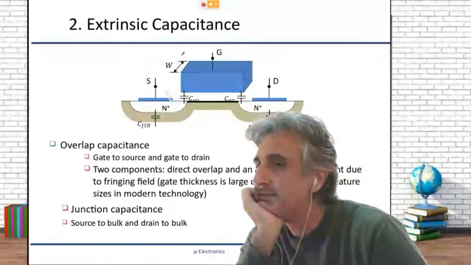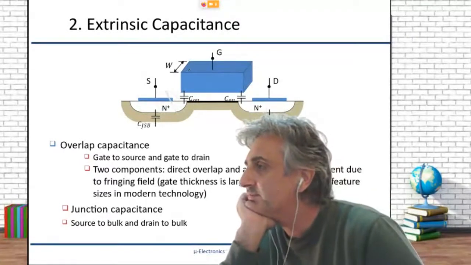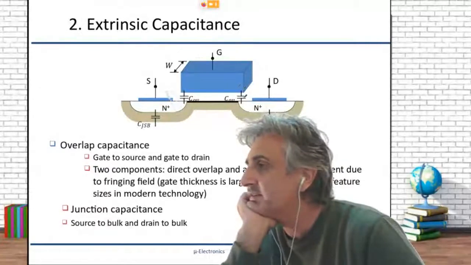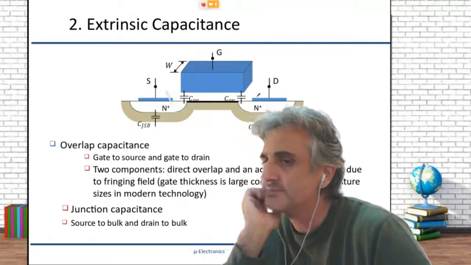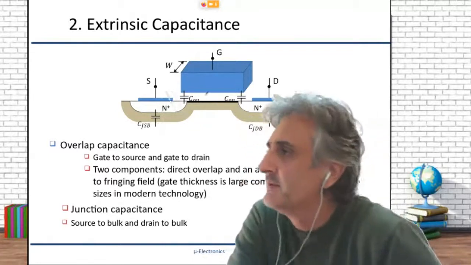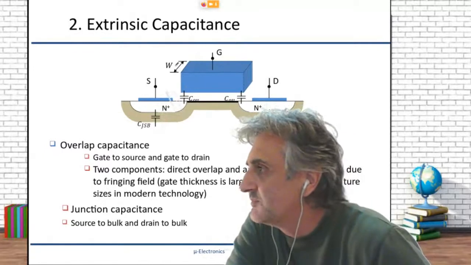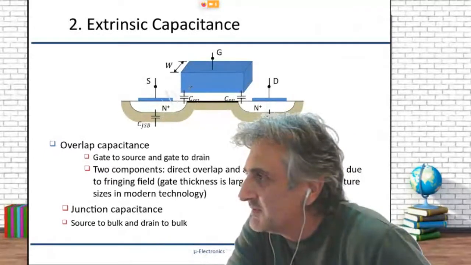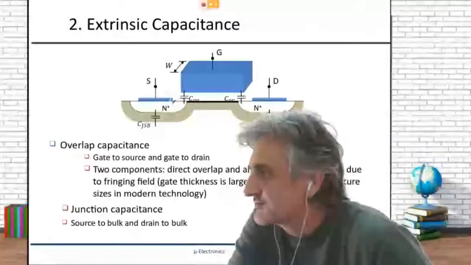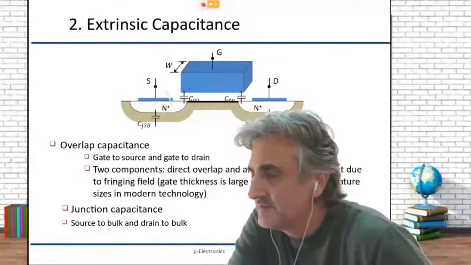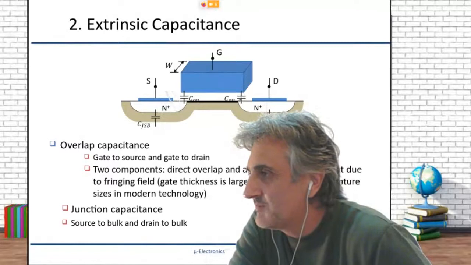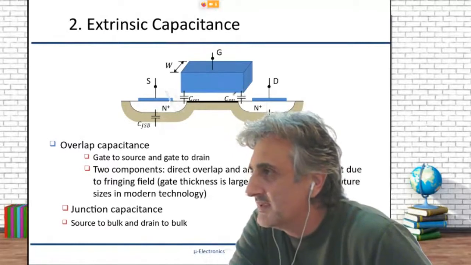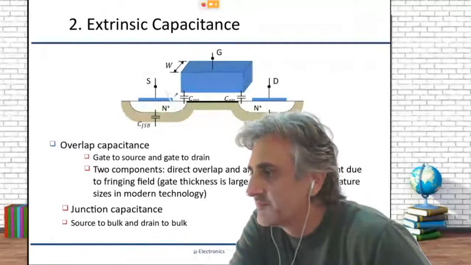Can you see that? Our gate has a length, but has some small superposition between the gate and the drain, and also some overlap between the gate and the source. So we will have this direct overlap between the gate and the drain.